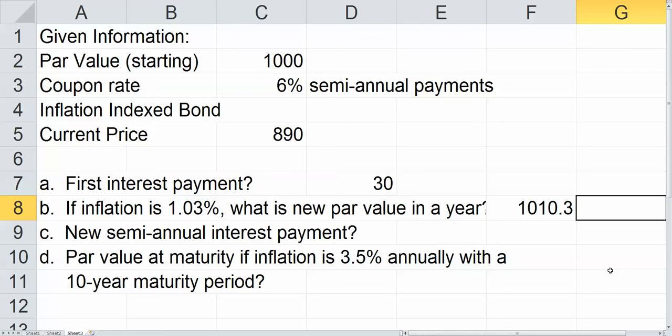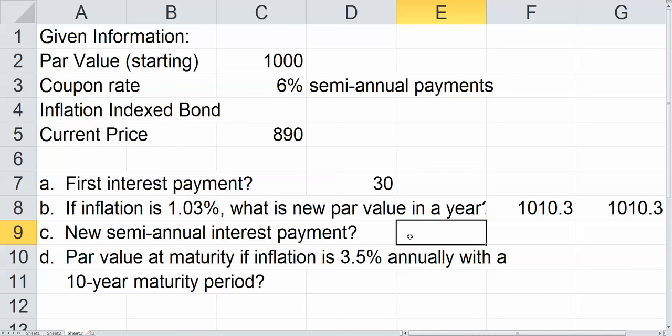Another way I could do this is calculate the increase in the par value, and the increase would be the 0.0103 times the par of 1,000, and then just add the initial starting par of 1,000 to that, and I'll get the same ending value. One way might make more sense to you than another, which is why I'm showing you both ways.